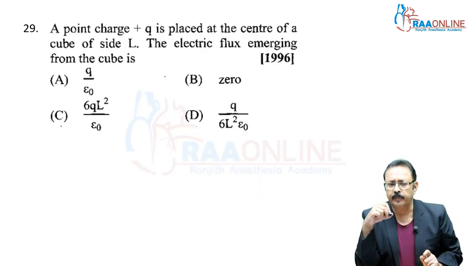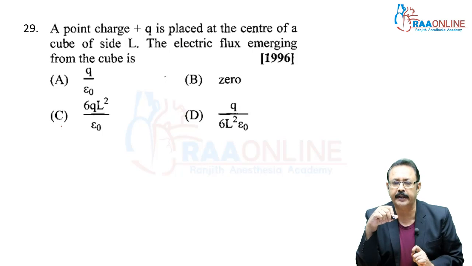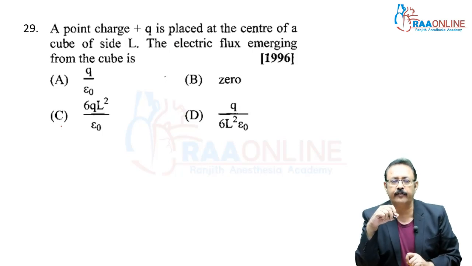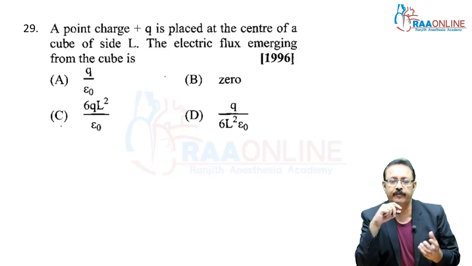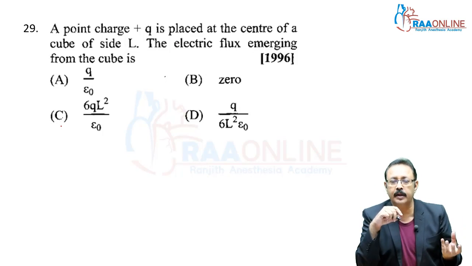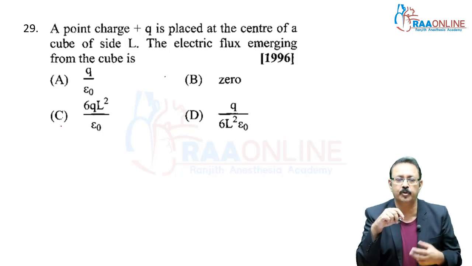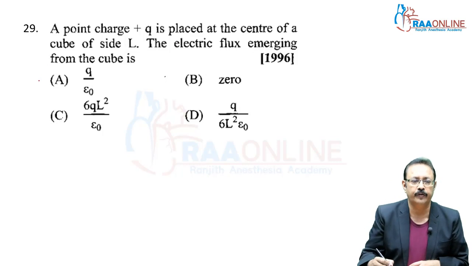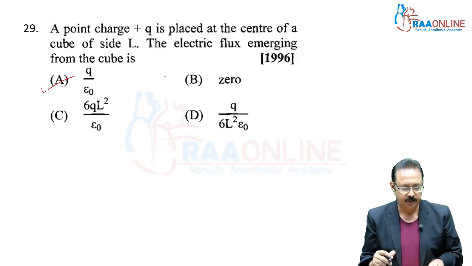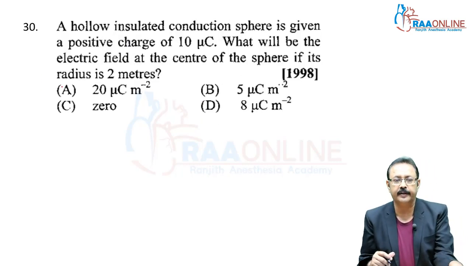The next problem is from 1996 AIPMT. A point charge plus Q is placed at the center of a cube of side L. The electric flux emerging from the cube is, since the Q charge is inside the cube, a direct problem from Gauss theorem. The total flux should be Q upon epsilon naught. So we are going with A. We got option A correct.